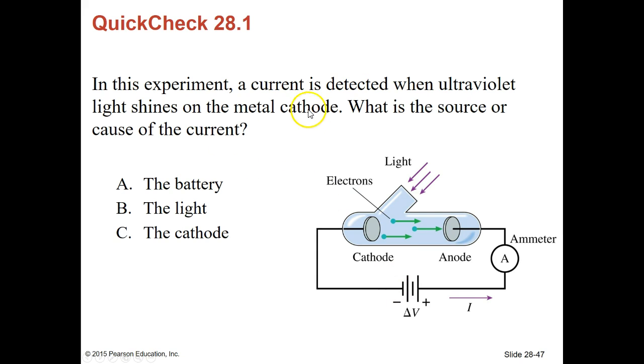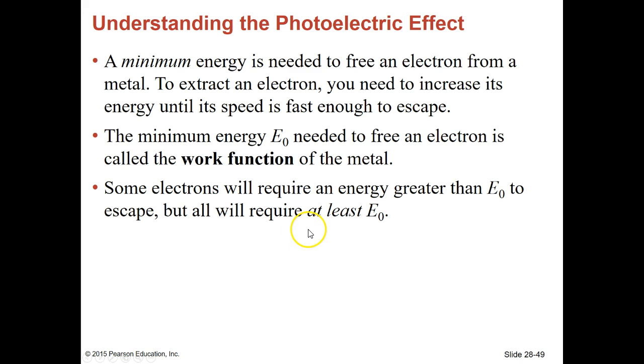So in the experiment, current is detected when ultraviolet light shines on a metal cathode, and they want to know what the source or the cause of the current is. And obviously, it is that light that's coming in. It's hitting the cathode and ejecting electrons. So it's not the cathode itself, it is the light coming in that is the source or the cause of that current. Without that, you wouldn't have it. There is a minimum energy needed to free an electron from a metal.